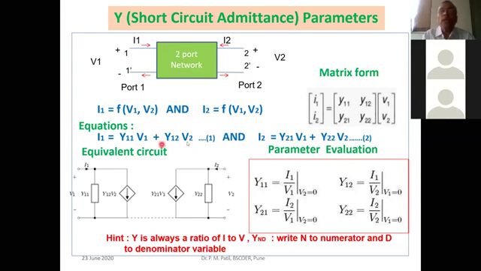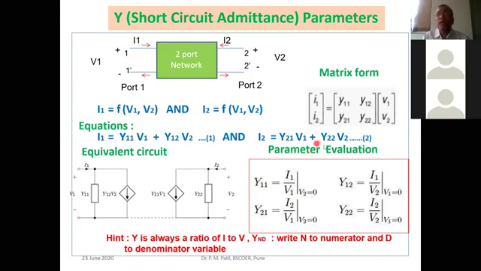So from equation 1, if you substitute the value of V2 as 0, then this term will vanish. So you will get I1 is equal to Y11 V1. From this, you can find Y11 is equal to I1 divided by V1. So Y11 is equal to I1 divided by V1 at V2 equal to 0.